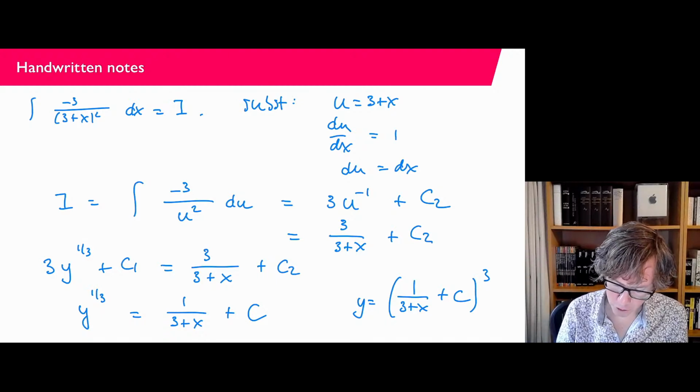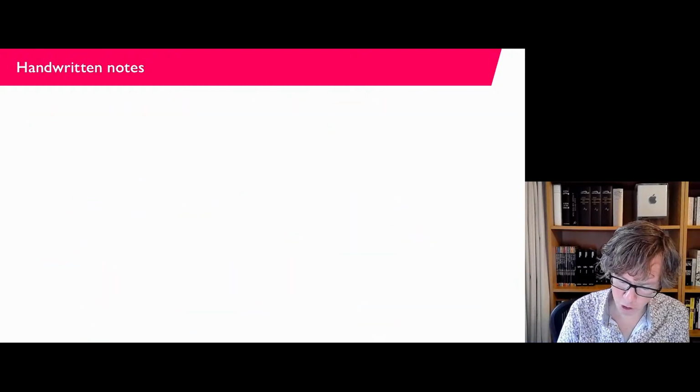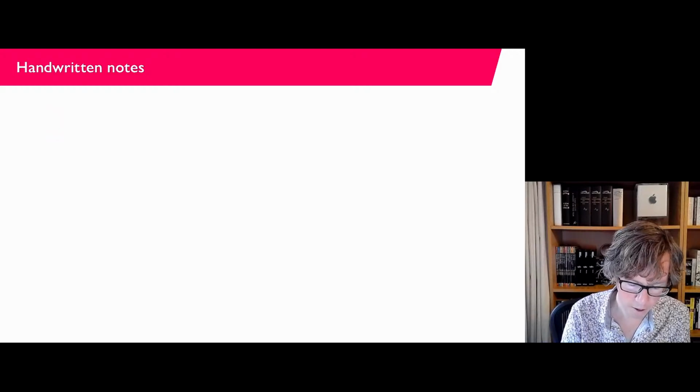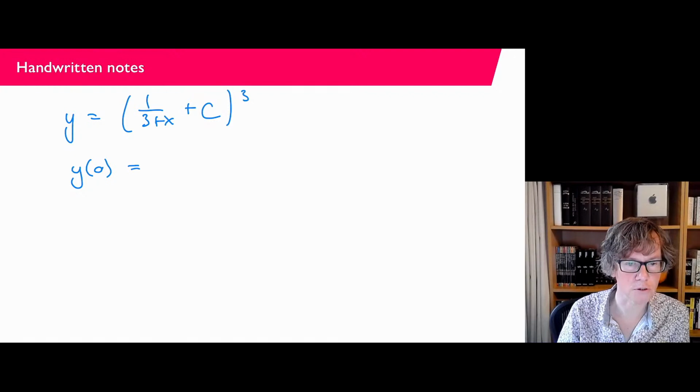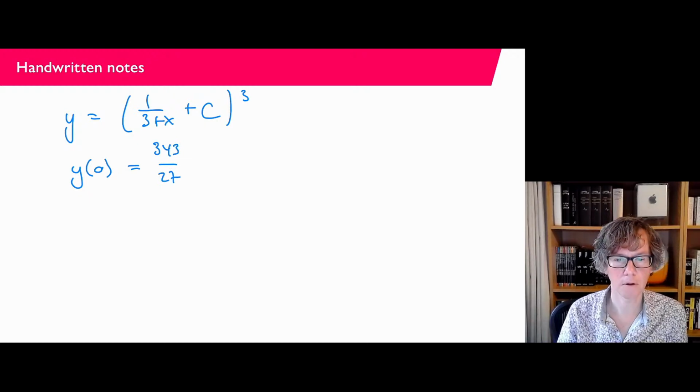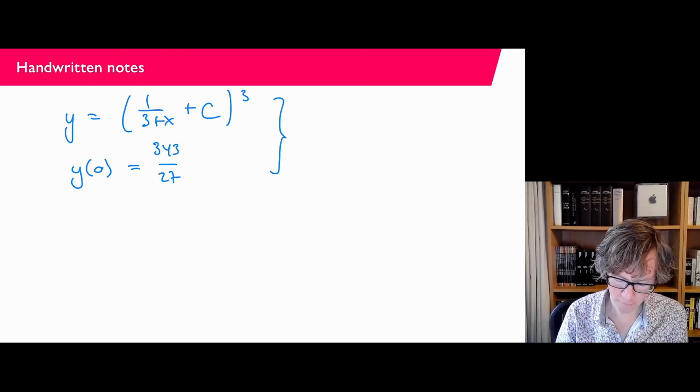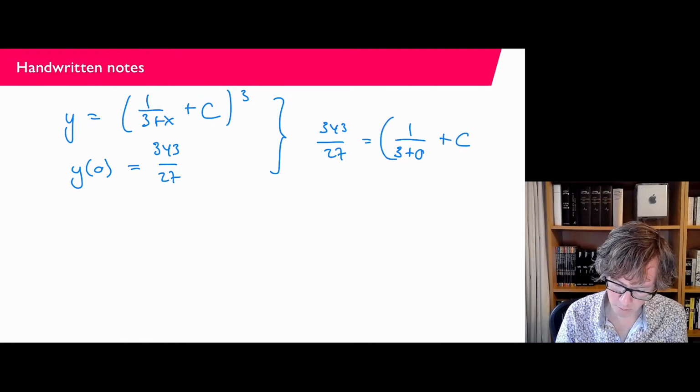So we're almost done. On the one hand, I have found by solving that apparently y equals 1 over 3 plus x plus c to the power 3. On the other hand, I have the initial condition, which read 343 over 27. If I combine those, I find that 343 over 27 should equal 1 over 3 plus 0, because x equals 0 in the beginning, plus c to the power 3.